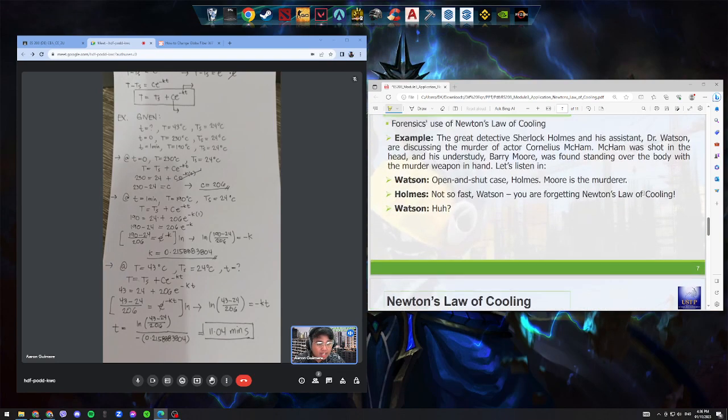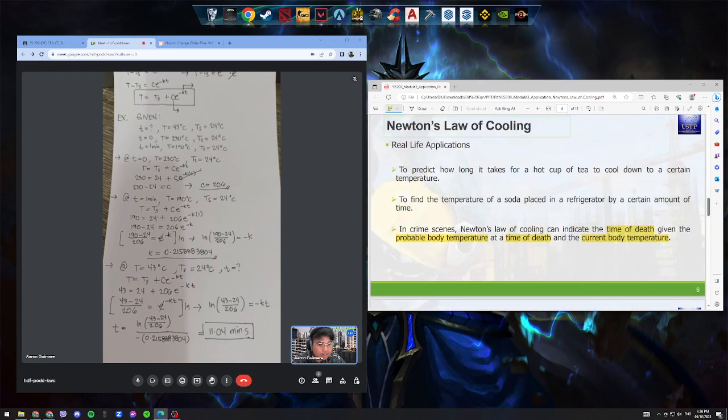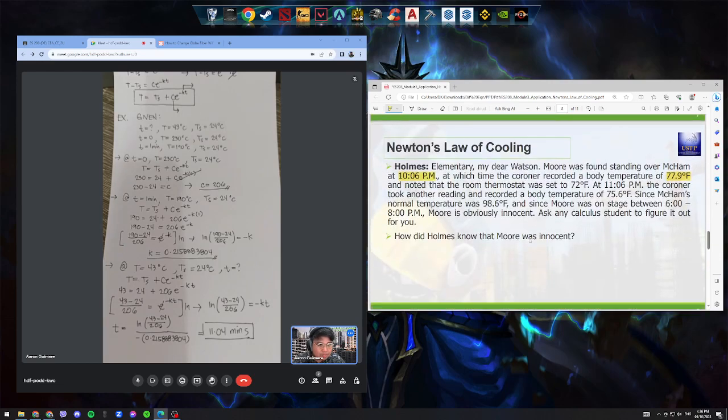So again, the condition here is the body temperature at the time of death, no? At this time, 10:06 p.m., no? Alas 10 size sa gabi. Ang body temperature ni Mackham is 77.9. Patay ni si Mackham, ha? Patay na ni siya.